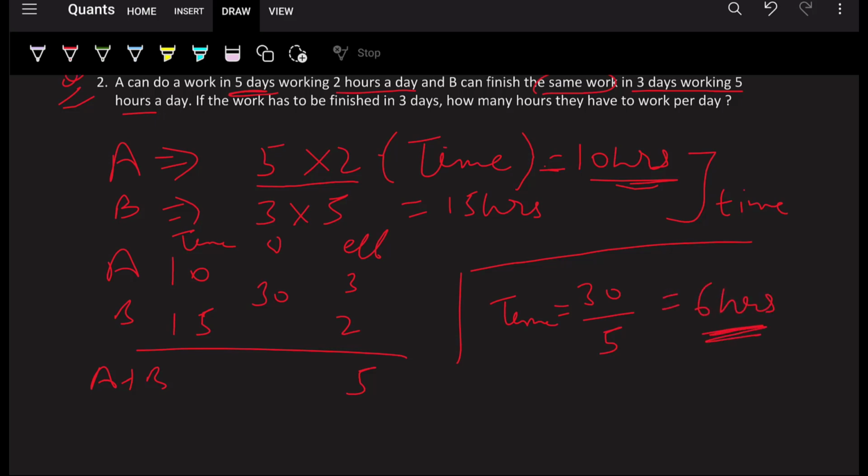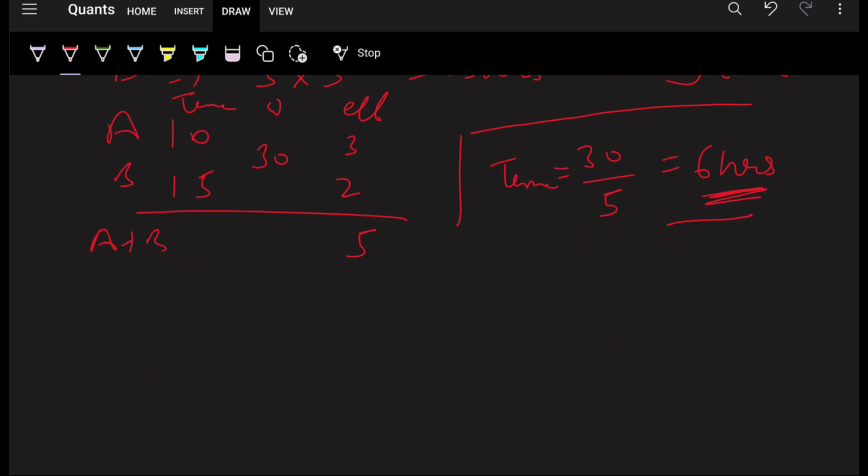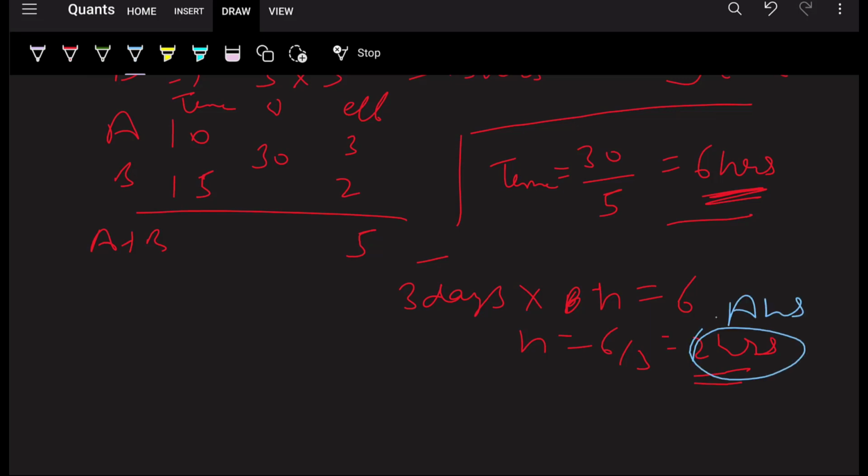Now it is given that they have to finish the work in 3 days. Now total hours are 6 and 3 days is the total. So how many hours per day? Let's say it is h. Then h is equal to 6 divided by 3, which is equal to 2 hours. So they will work 2 hours a day to do the complete work in 3 days.